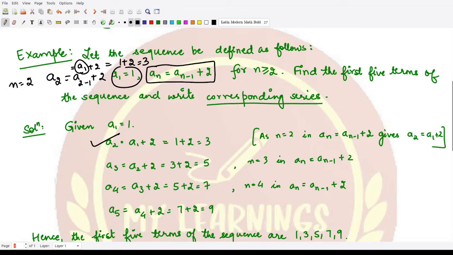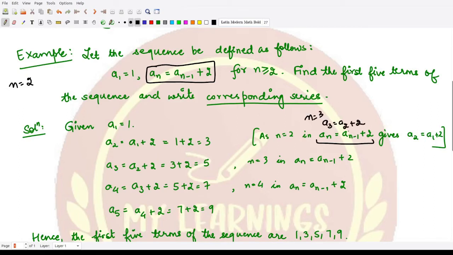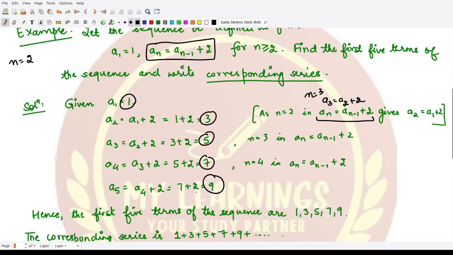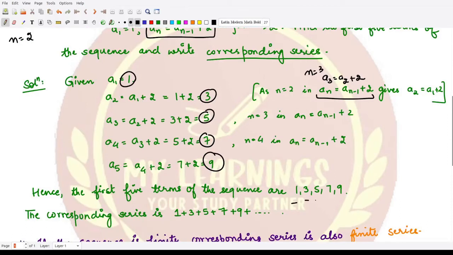Next, for a3, what do we do? We need to calculate it using the term a2, right? So in this expression, if we now substitute n is equal to 3, we would have a3 is equal to a2 plus 2, right? The value of a2 we have just calculated to be 3, so it is 3 plus 2, which is 5, right? So our a3 is 5. Similarly, we can calculate a4 and a5. The values are obtained like this: 1, 3, 5, 7 and 9. So the first 5 terms of the sequence are 1, 3, 5, 7 and 9, as I have explained to you in the previous video.